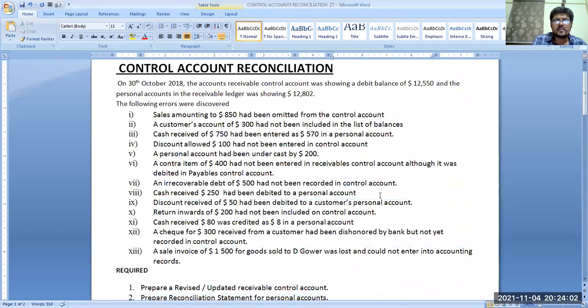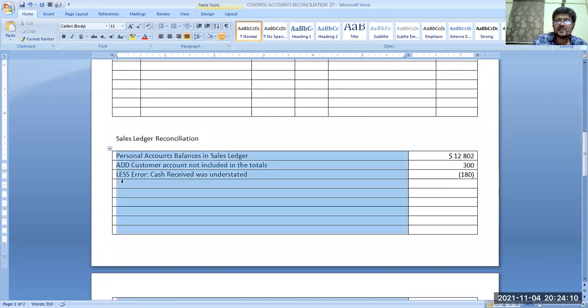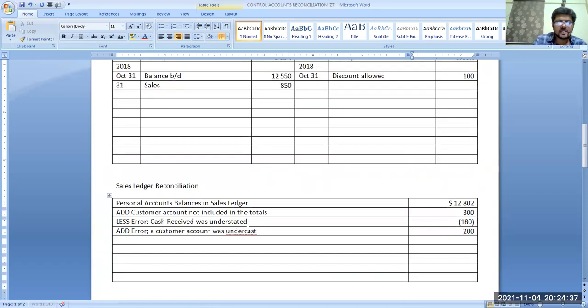Now, next, our personal account had been undercast by 200. So we have to increase. Undercast means we have written it less. So we have to increase. So add error. Customer account was undercast. Understated or undercast. So what we do, we will add here.